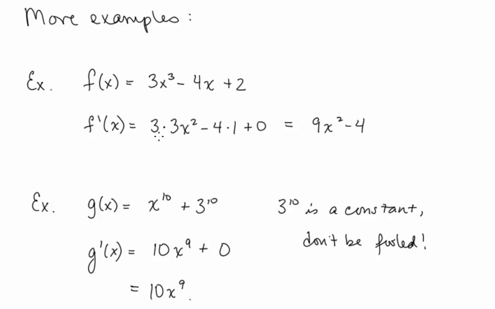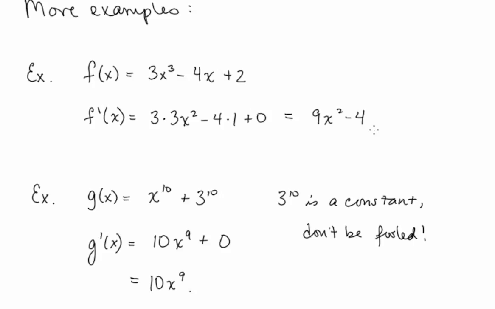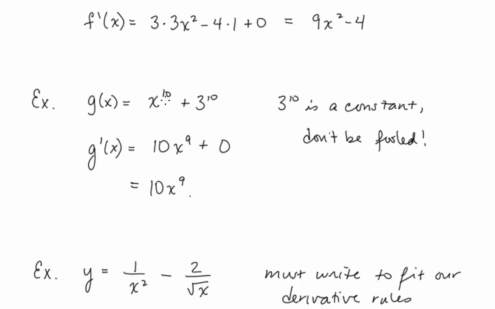So here we have 9x squared minus 4 as our derivative. Let's take a look at another. g of x is equal to x to the 10th plus 3 to the 10th. So g prime of x is going to be, here we have the power rule, 10x to the 9th power.